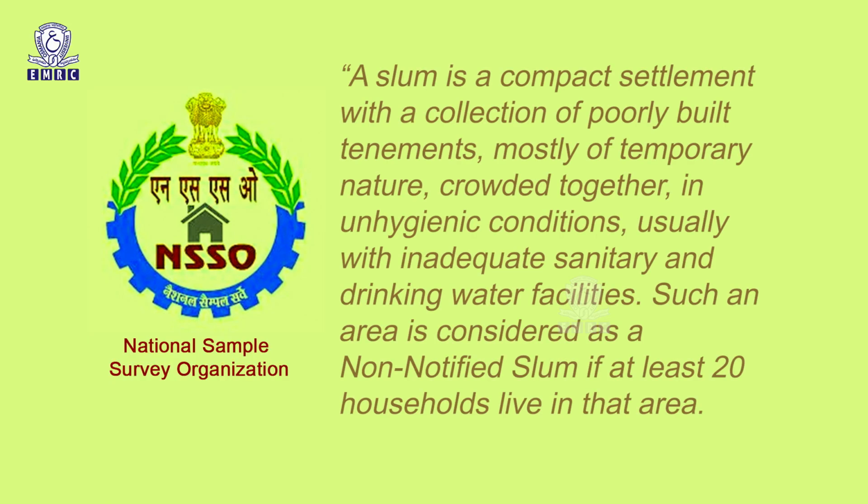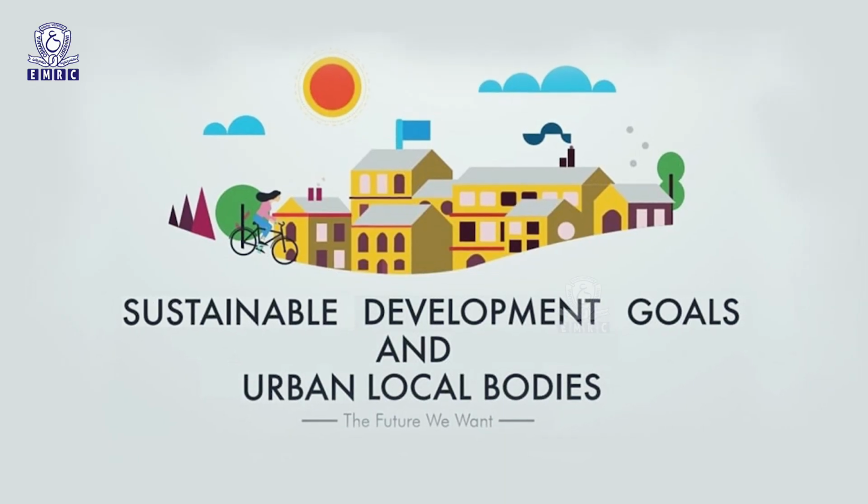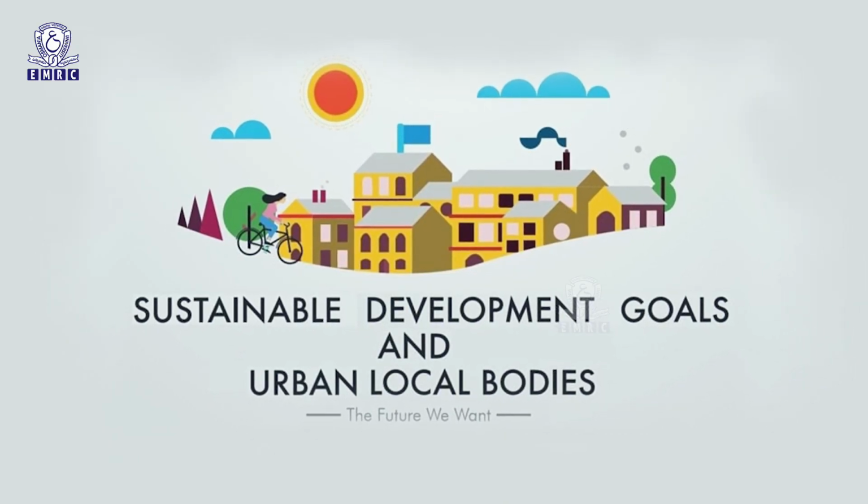According to the NSS, National Sample Survey, a slum is a compact settlement with a collection of poorly built tenements, mostly of temporary nature, crowded together in unhygienic conditions, usually with inadequate sanitary and drinking water facilities. Such an area is considered as a non-notified slum if at least 20 households live in that area. Notified slums are those areas notified as slums by urban local bodies or development authorities.